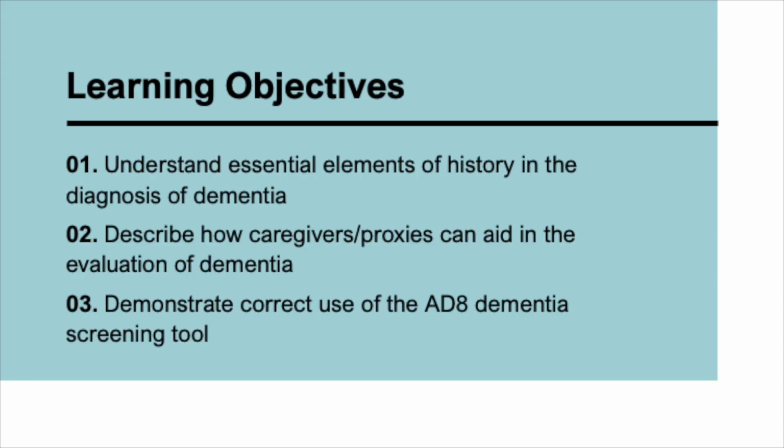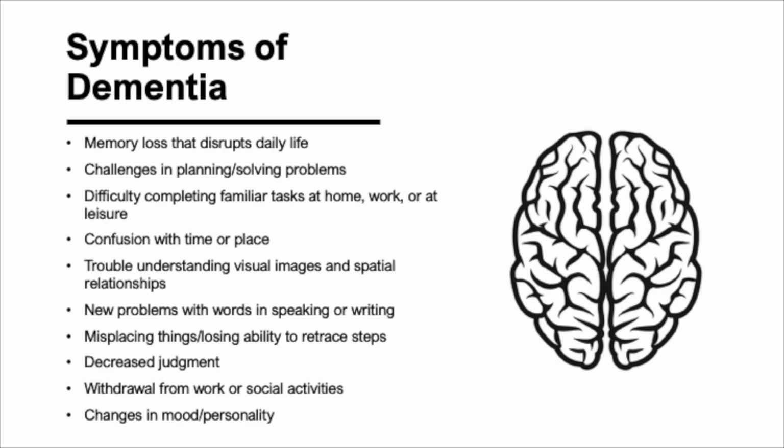Following this discussion, I'm hoping that you'll be able to understand history and its importance in the diagnosis of dementia, also describe how a caregiver, a care provider, or just an informant can really help in this evaluation of dementia, and then demonstrate the correct use of the AD8 screening tool.